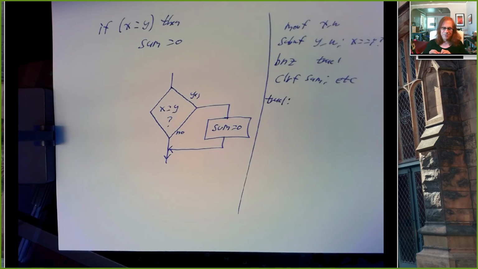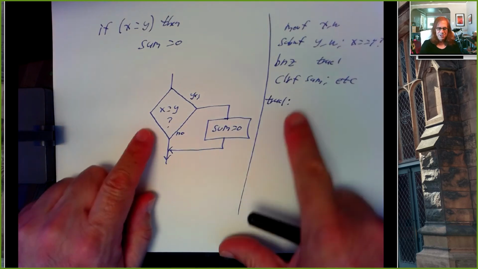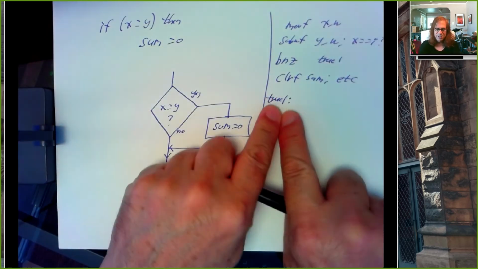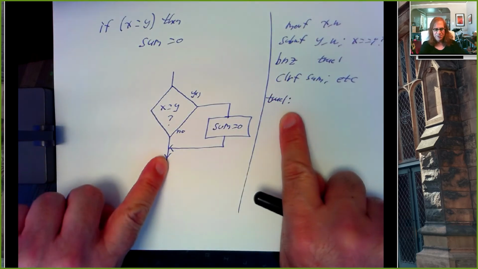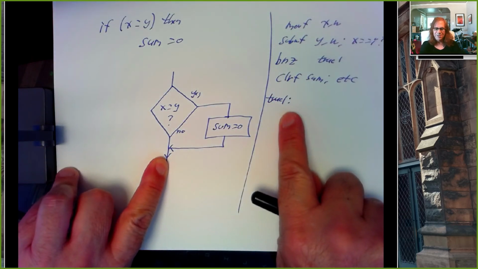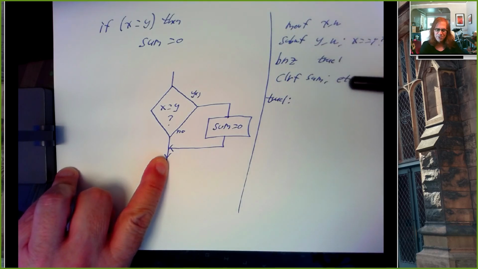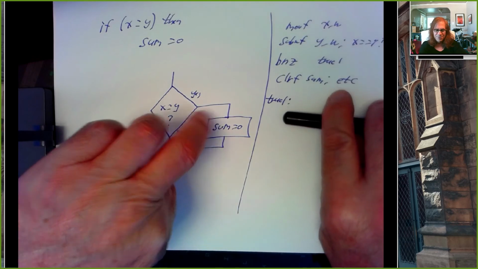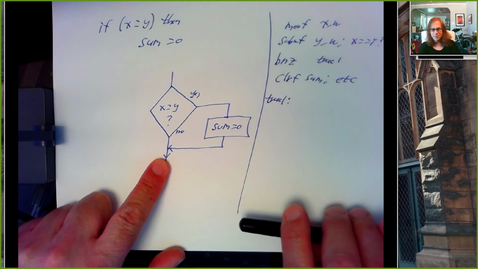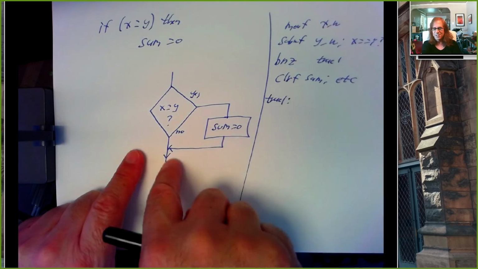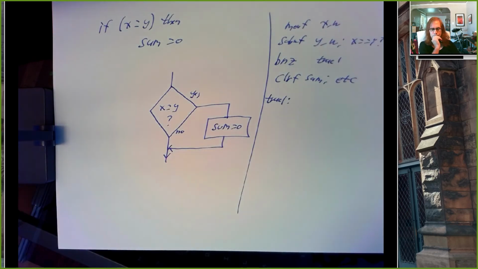So we subtracted x from y. We said if it was not 0, let's jump down here. So that's this part of our flow chart. If it is 0, though, that means x equals y. We're not going to do the branch. We'll go ahead and we'll clear our sum, and then we'll come down here. We're back to this part of the flow chart. So I think this is all you need to implement that. Does that make sense so far? I think so.